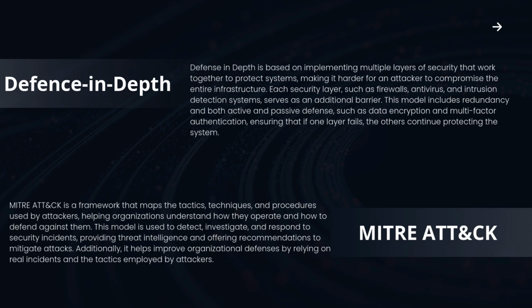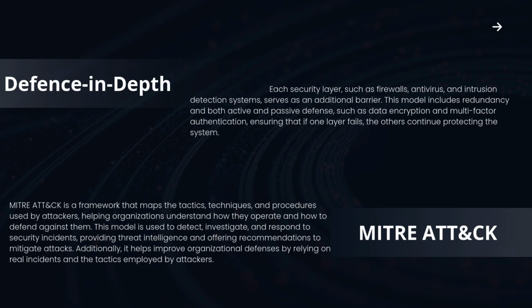MITRE ATT&CK is a framework that maps the tactics, techniques, and procedures used by attackers, helping organizations understand how they operate and how to defend against them. This model is used to detect, investigate, and respond to security incidents, providing threat intelligence and offering recommendations to mitigate attacks.